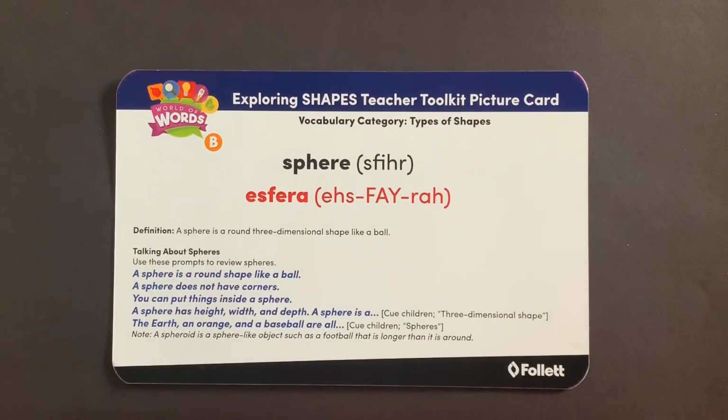A sphere is a round shape like a ball. A sphere does not have corners. You can put things inside a sphere. A sphere has height, width, and depth. A sphere is a 3-dimensional shape. The earth, an orange, and a baseball are all spheres.